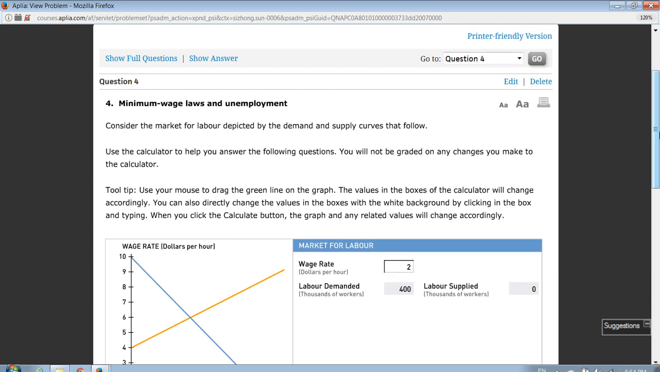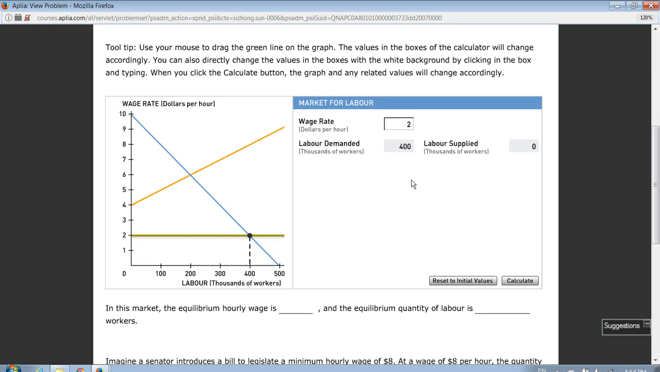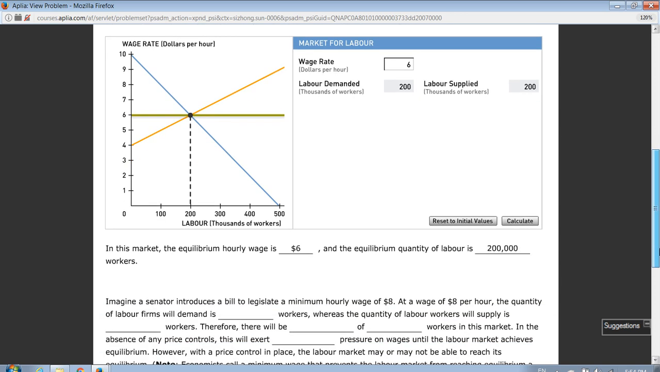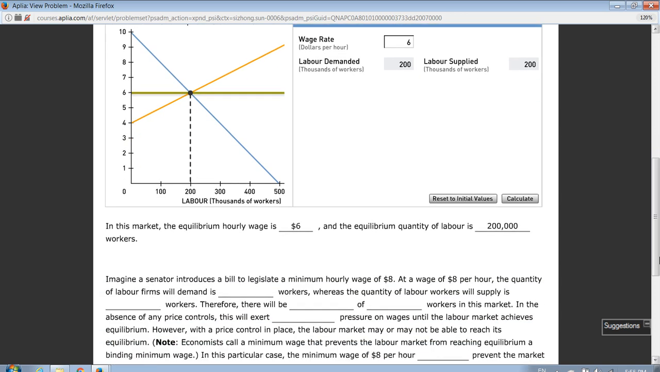Minimum wage laws and unemployment. Consider the market for labor depicted by the demand and supply curves that follow. So we have this demand and supply. In this market, the equilibrium hourly wage is where the quantity supplied equals the quantity demanded, so it's $6. The equilibrium quantity is 200,000. Imagine a senator introduces a bill to legislate a minimum hourly wage of $8.